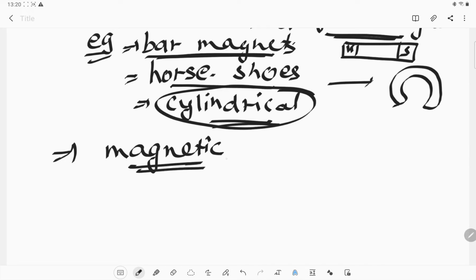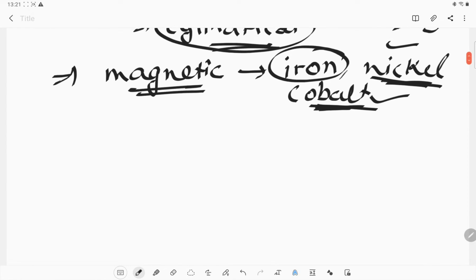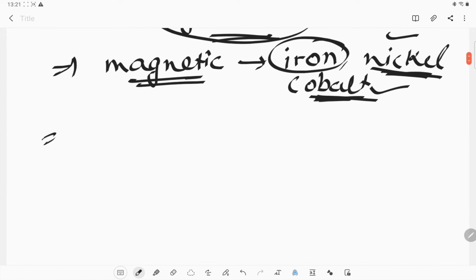Okay, so what they also figured out while making all these magnets is that if a substance has a magnetic property, that property is not just to attract iron, it attracts nickel as well as cobalt. So if an object is made up of nickel or cobalt, then also the magnet will attract it. The attraction of a magnet can be seen in iron, nickel and cobalt only, not other materials or other metals. They do not attract all the metals.